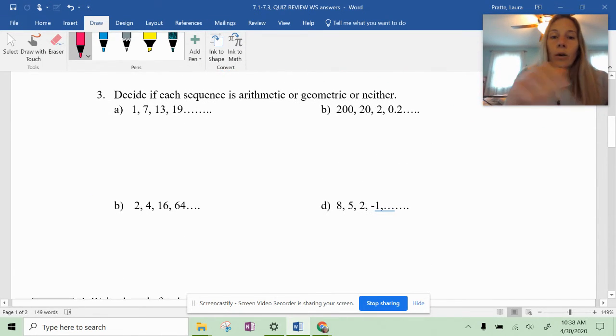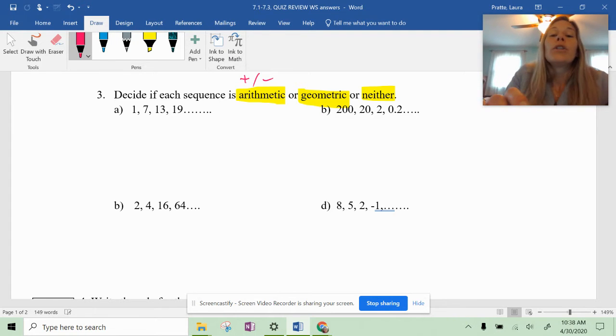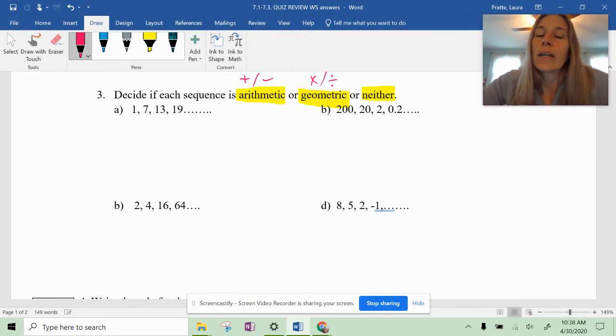All right. So now the next thing we're going to go over is deciding whether or not a sequence is arithmetic or geometric or neither. So remember, if it's arithmetic, you're either adding or subtracting the same number. Geometric is basically you're multiplying or dividing by the same number. And remember, when you're dividing, you're really just multiplying by a fraction. And obviously, if it's neither of those, it's neither.